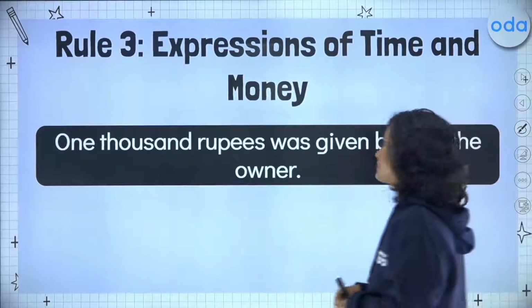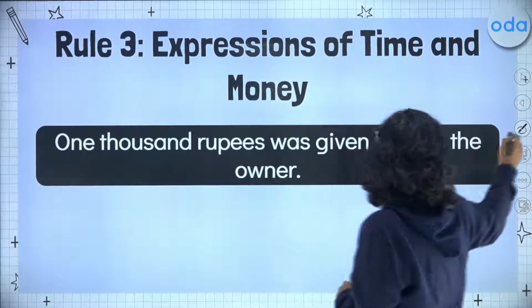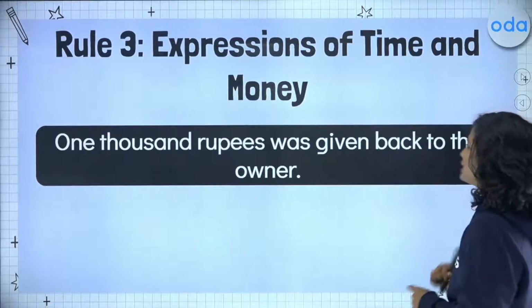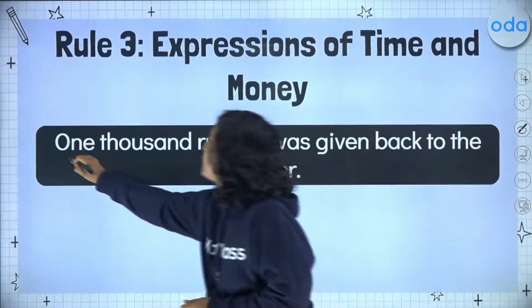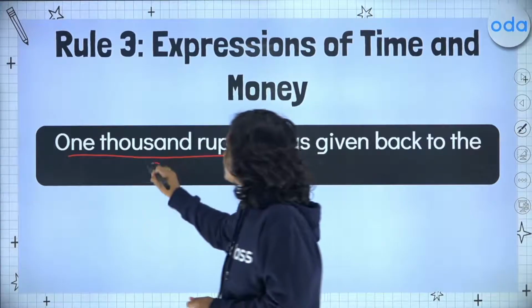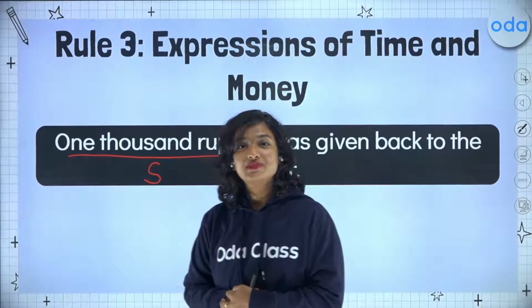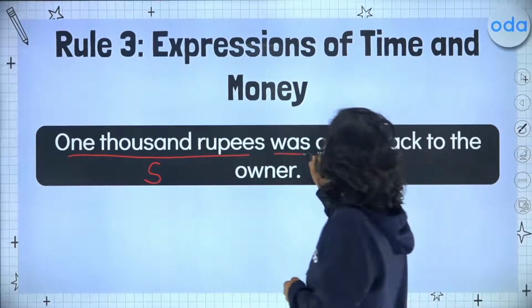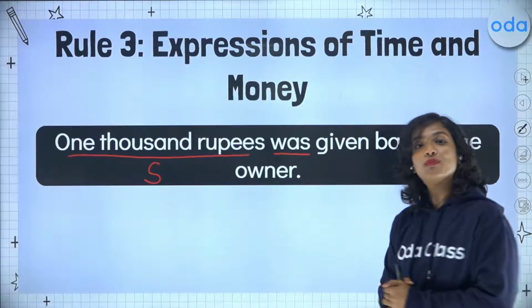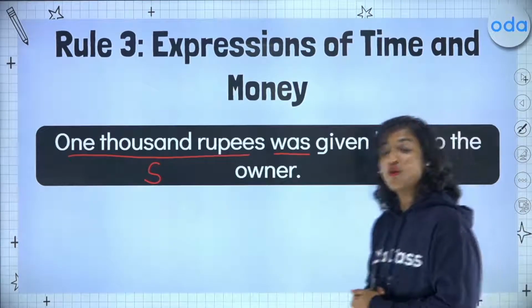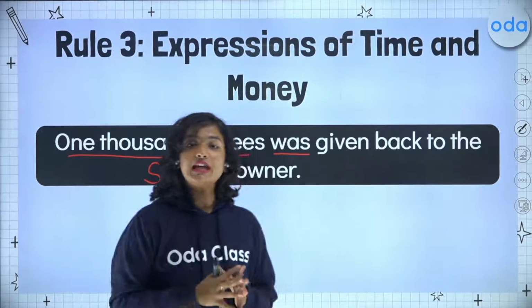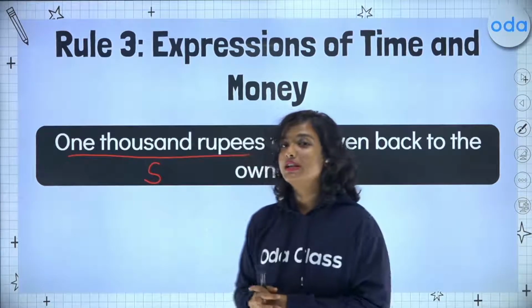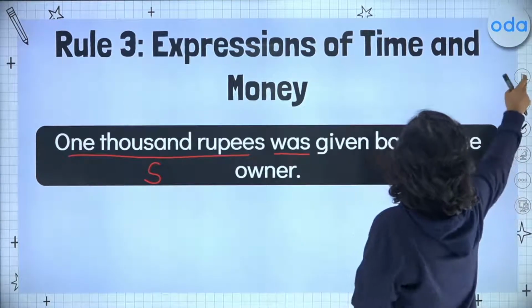Let's take one more example. "1,000 rupees was returned back to the owner." So 1,000 rupees, this entire thing is our subject. Now, because it is an expression of money, we will be using the singular form of the verb, which is "was." Okay, students, so we have done 3 important rules when it comes to subject-verb agreement.